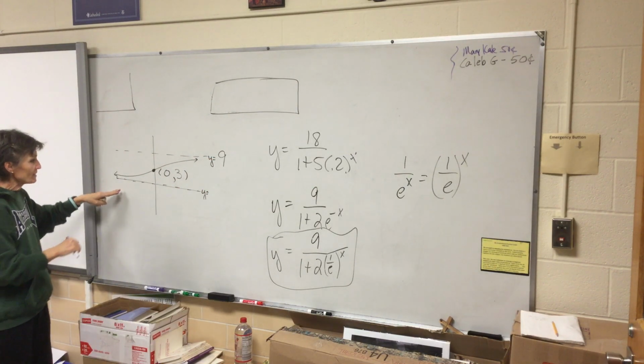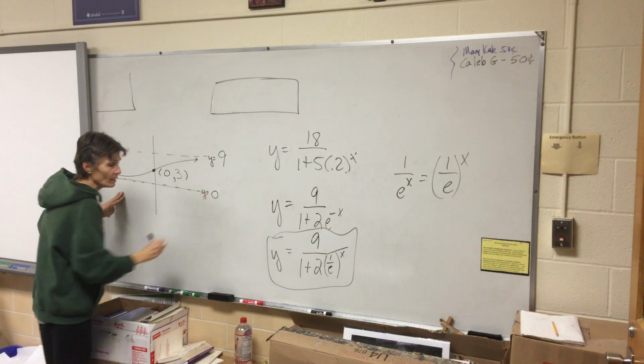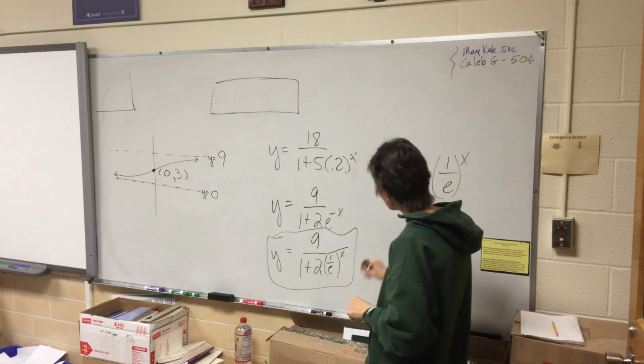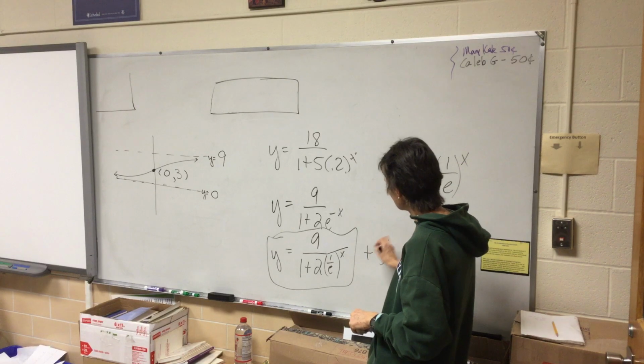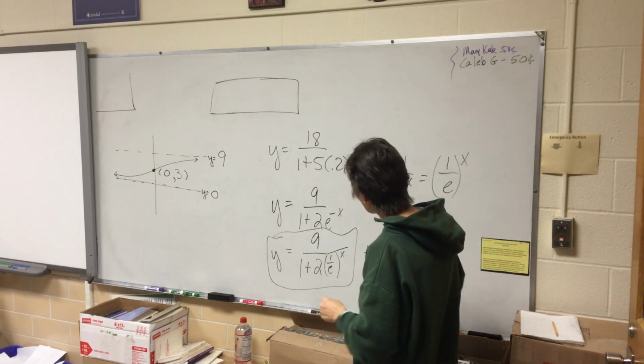And what's the floor of this? 0. The bottom asymptote's always going to be 0 unless you have done something like this to your equation. Because that, of course, will shift everything up.